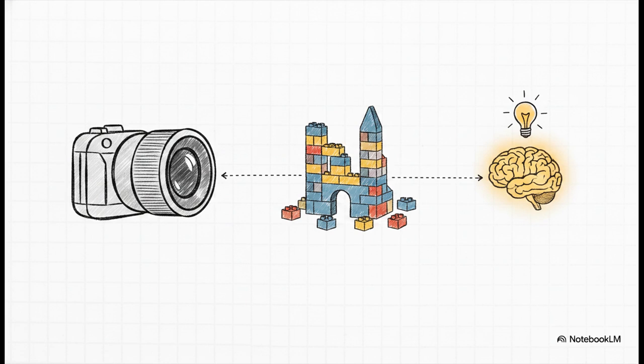Just imagine pointing your camera at a castle you're building out of blocks and asking Gemini, hey, what piece should I look for next? And it verbally tells you to grab a gray 2x4 brick. That is the level of real-time collaboration we're talking about here.